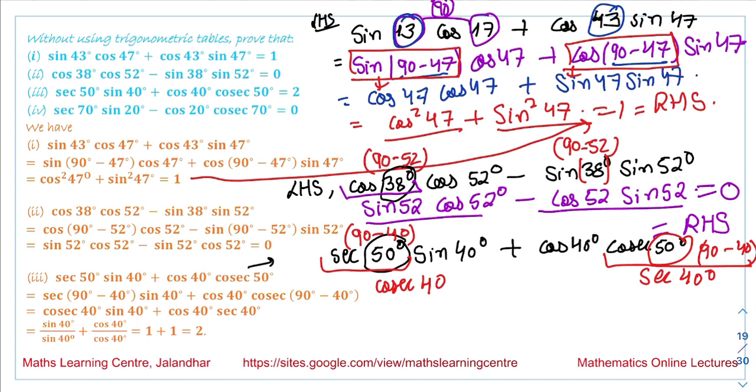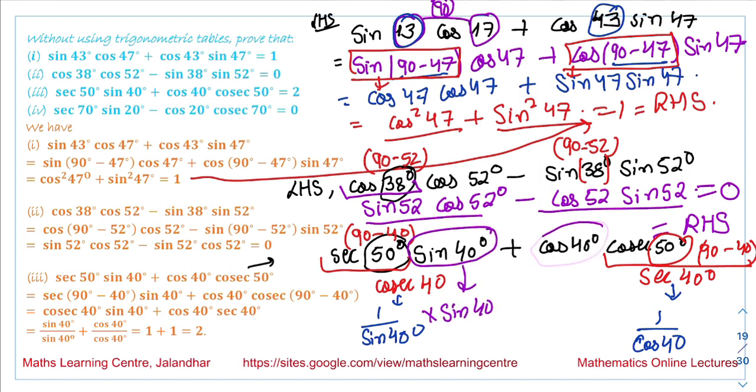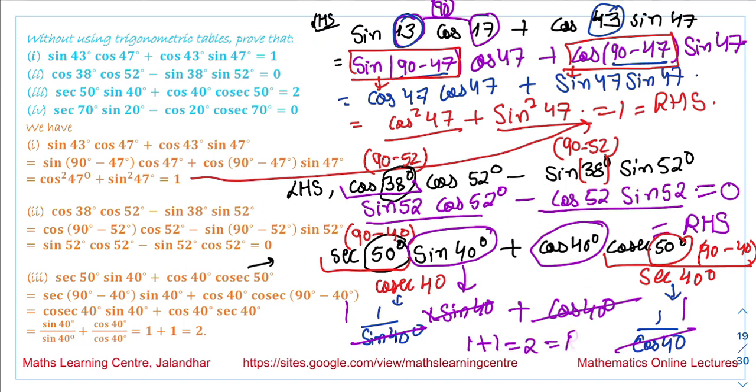What is cosecant of 40 degree? It is 1 over sine 40 degree. And what is secant of 40 degree? It is 1 over cos 40 degree. The terms we already have over here, it is into sine 40 degree. The term we have over here is plus cos 40 degree. These two get cancelled, we are left with 1. These two get cancelled, we are left with 1. So we are getting 1 plus 1 equal to 2. And this is equal to the RHS.